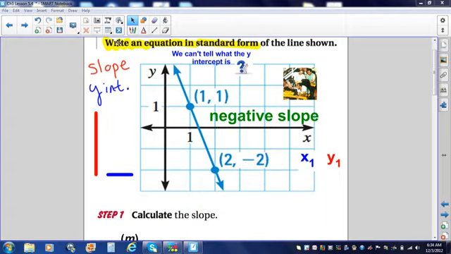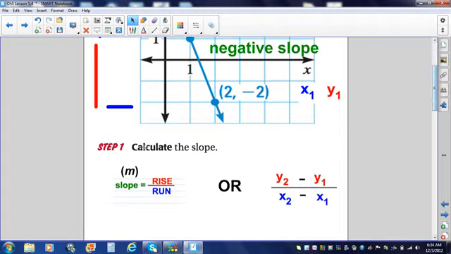Alright, our directions say write an equation in standard form. Please make yourself a note. There are two things we need to find. We need to find the slope, and we need to find the y-intercept. So, first thing we're going to do, let's find the slope.